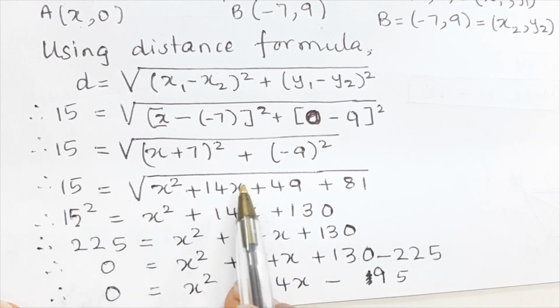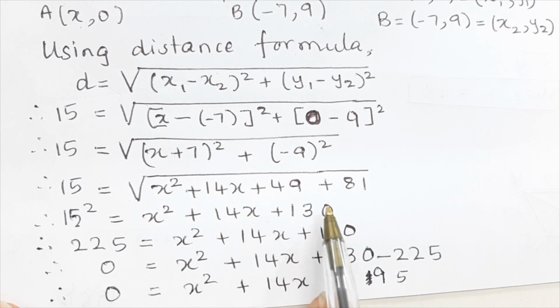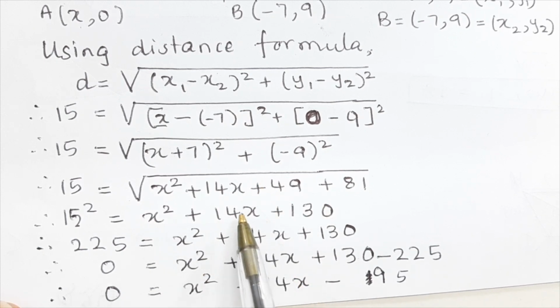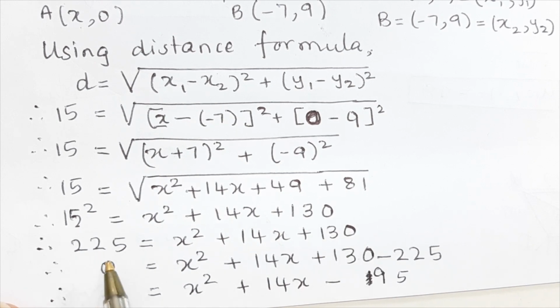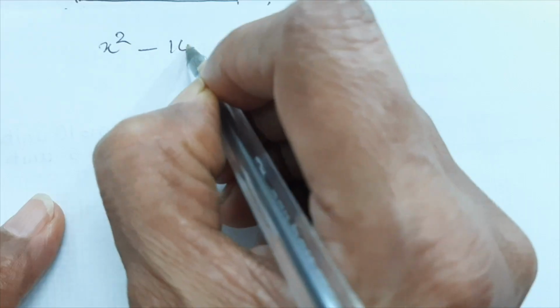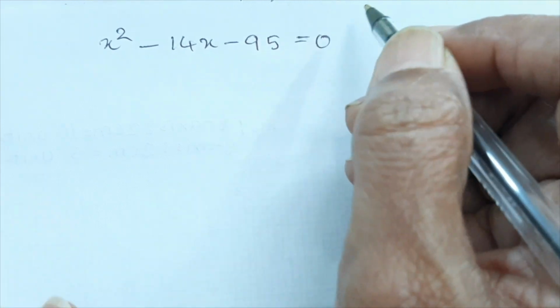Now we are going to square both sides. So 15 square will be equal to, this we write without the square root sign. So x square plus 14x, and 49 plus 81 is 130. 15 square is 225. This we write as it is. Take 225 that side. So you will have 0 equal to x squared plus 14x minus 95. Okay. Now we have to factorize this. So we have x squared plus 14x minus 95, and that's equal to 0.